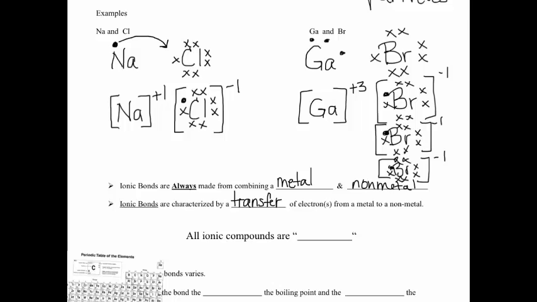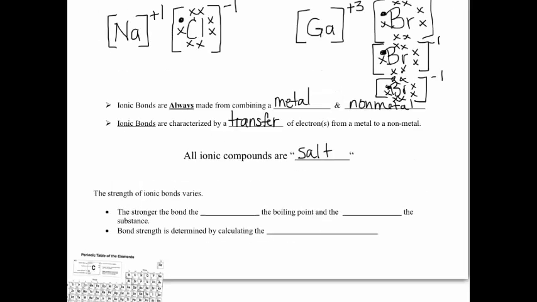Anything that's ionically bonded, we call a salt. So NaCl is not the only salt out there. That gallium bromide that we just created is also a salt. Anything that has a metal bonded to a nonmetal, or is ionically bonded, is a salt.